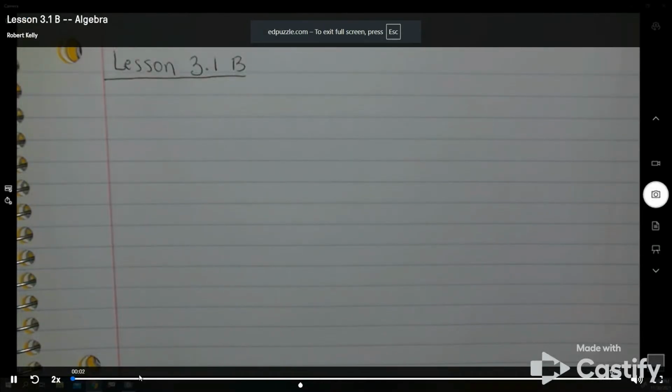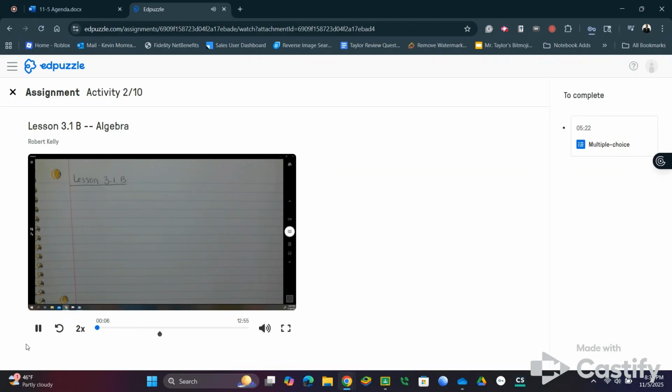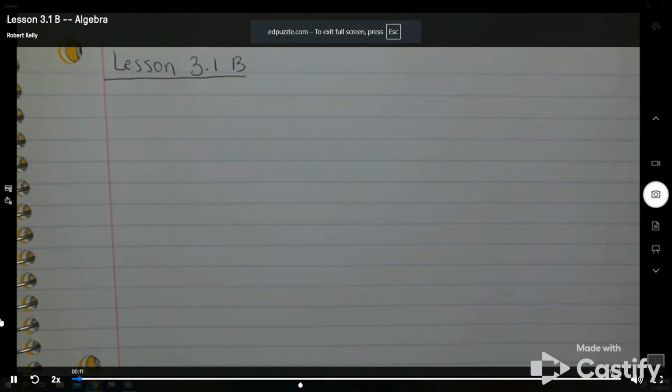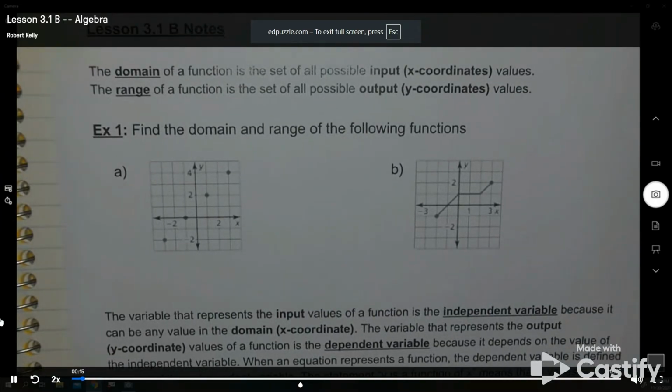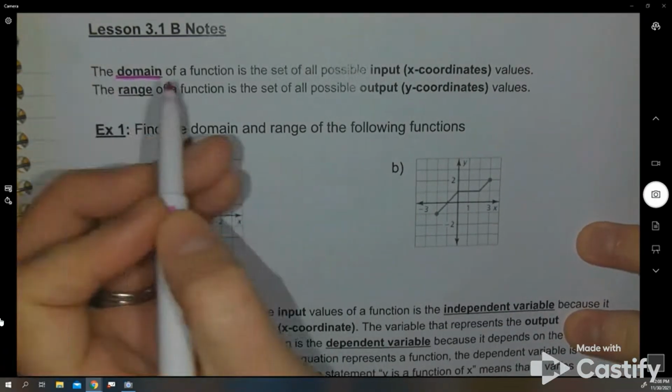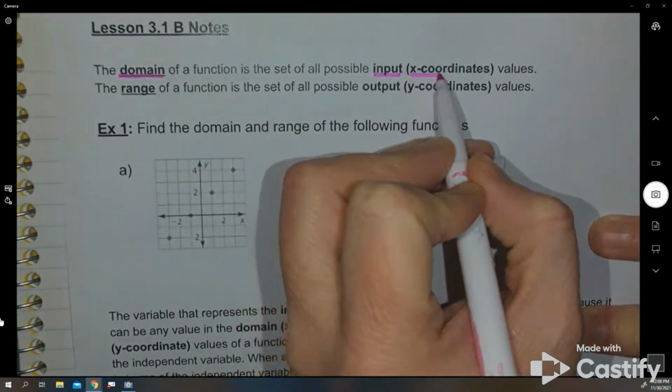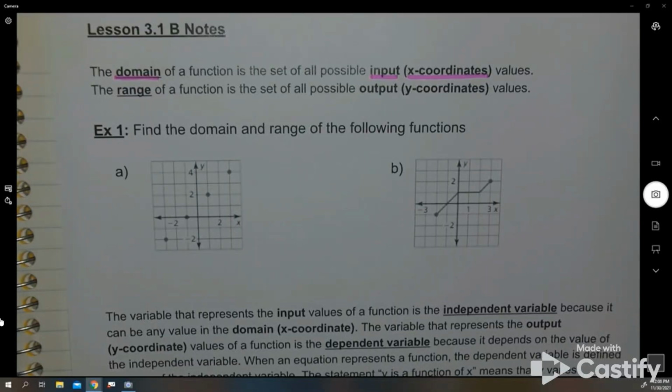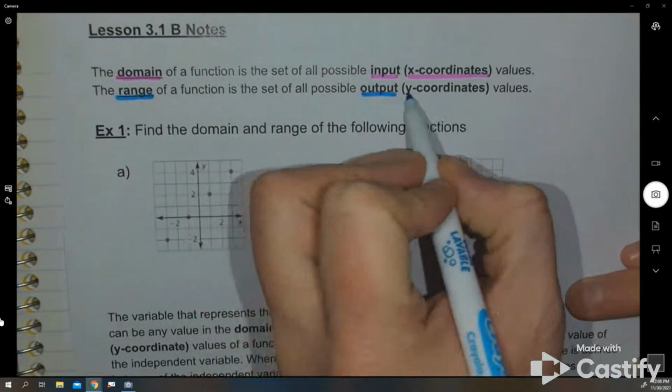This is lesson 3.1b. In lesson 3.1b, we are going to continue to talk about functions, and specifically we're going to talk about 2 different parts of our functions. So the first part I want to talk with you about are the domain and the range. Basically, the domain and the range are another name for the input and the output. So the domain is the set of all possible input or x coordinate values. Okay, and then the range is a set of output or y coordinate values.